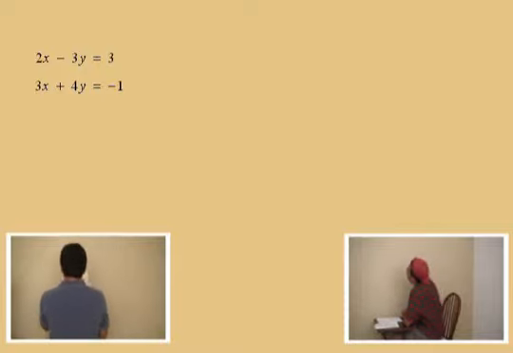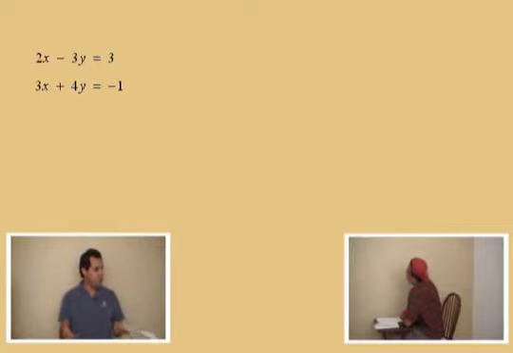Now, since we have 2 x's on the top one and 3 x's on the bottom, we have to find a number that's common to both those x's. A lot of people like to think of this as, suppose you had a denominator of 2 and a denominator of 3.